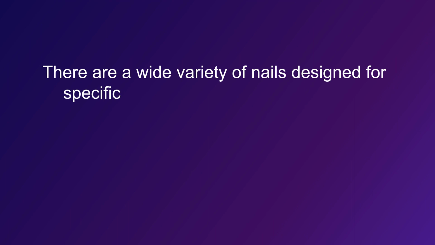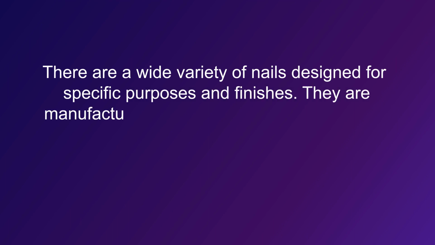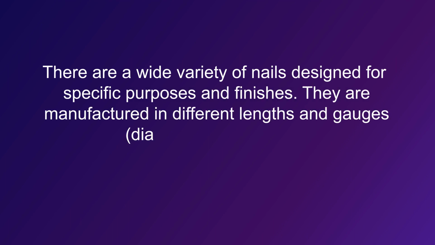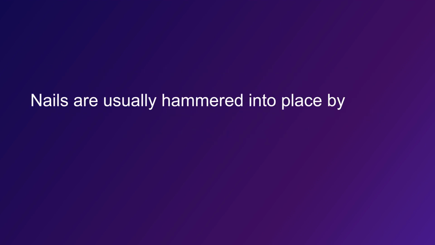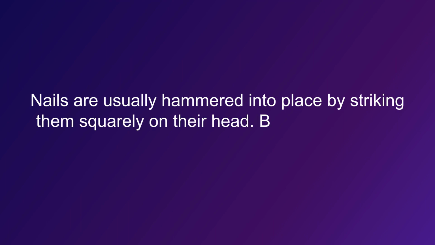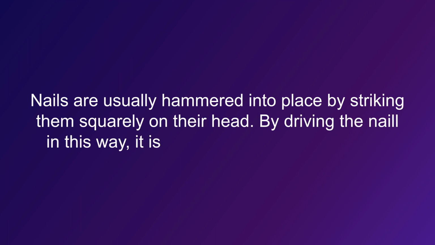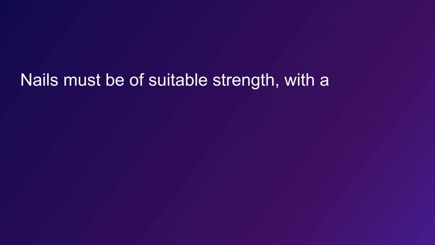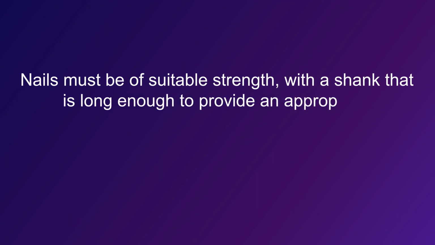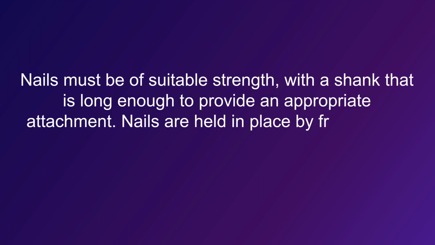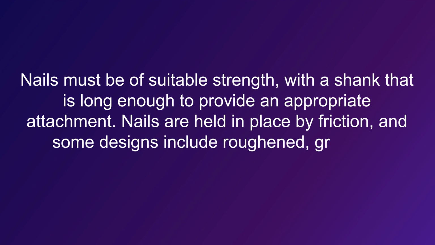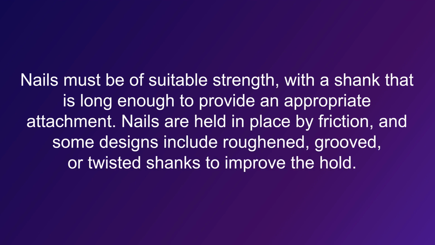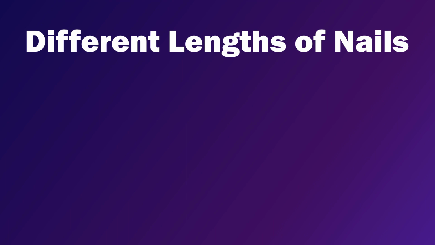There is a great variety of nails designed for specific purposes and finishes. They are manufactured in different lengths and gauges as required. Nails are usually hammered into place by striking them squarely on their head. By driving the nail in this way, it is less likely to bend or break. And nails must be of suitable strength, with a shank that is long enough to provide an appropriate attachment. Nails are held in place by friction, and some designs can include roughened, grooved, or twisted shanks to improve the hold. There are different lengths of nails.